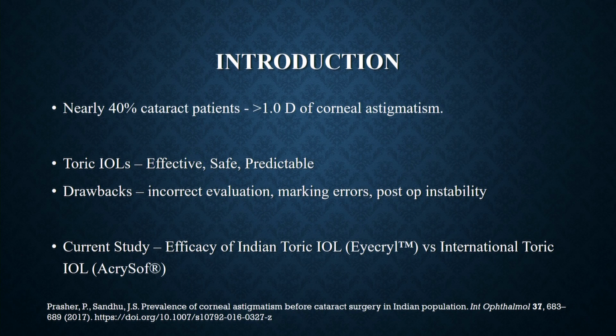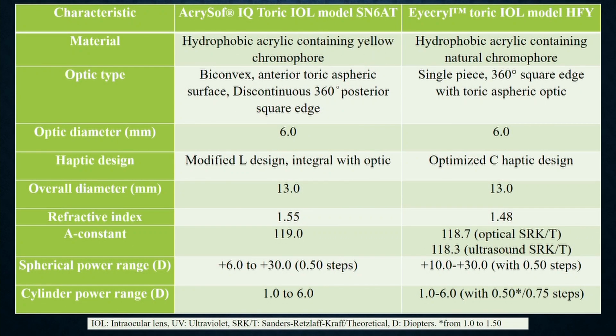Pseudophakic IOLs have shown to be effective, safe, and predictable. Their drawbacks include incorrect evaluation, marking errors, and post-op instability of the IOL. Our current study is to determine the efficacy of an Indian-produced toric IOL, Icryl, versus that of an international toric IOL, Acrisof. This table shows us the differences between the characteristics. The important ones are both toric IOLs use a hydrophobic acrylic material, and both have a 360-degree square edge design. The haptic designs are different, and their cylinder power ranges from 1 diopter to 6 diopters with 0.5 steps. But clinically they only correct up to 4 diopters of power.